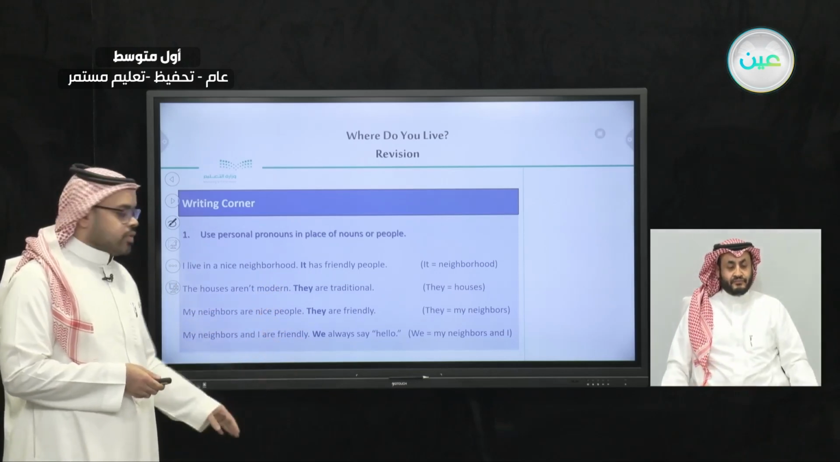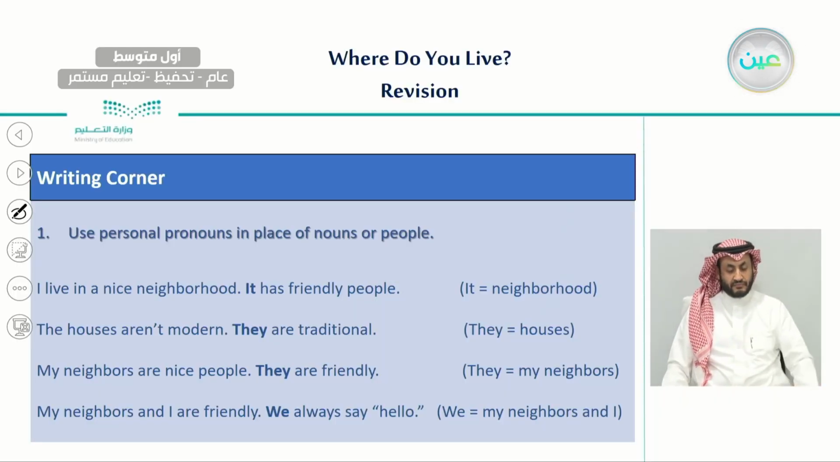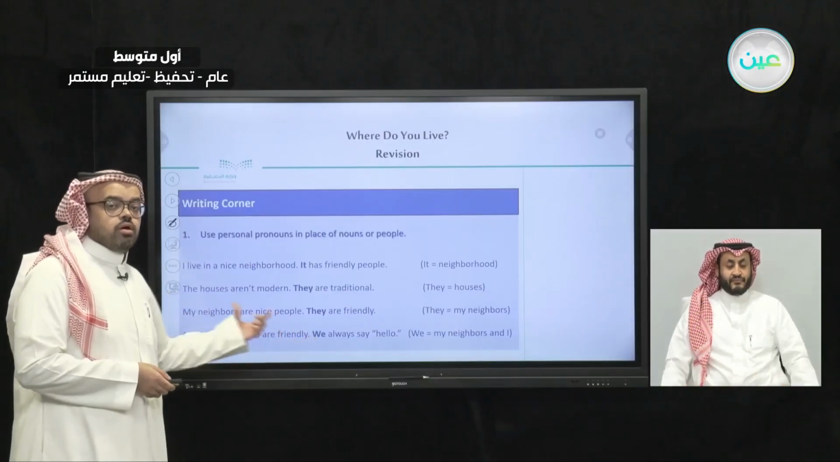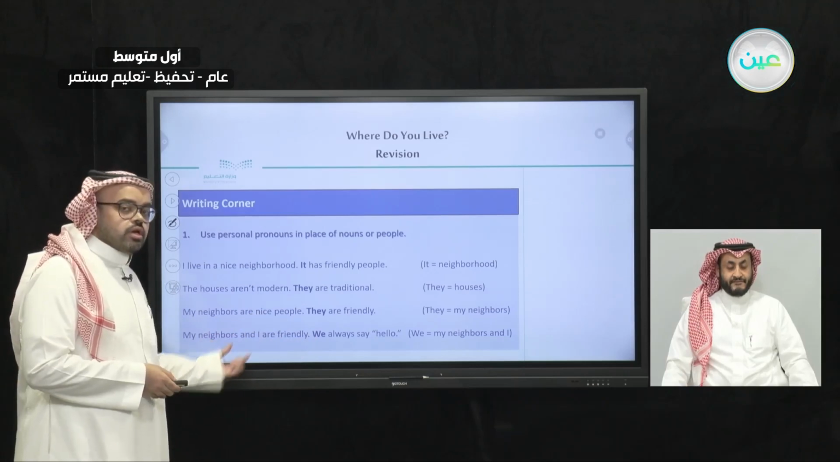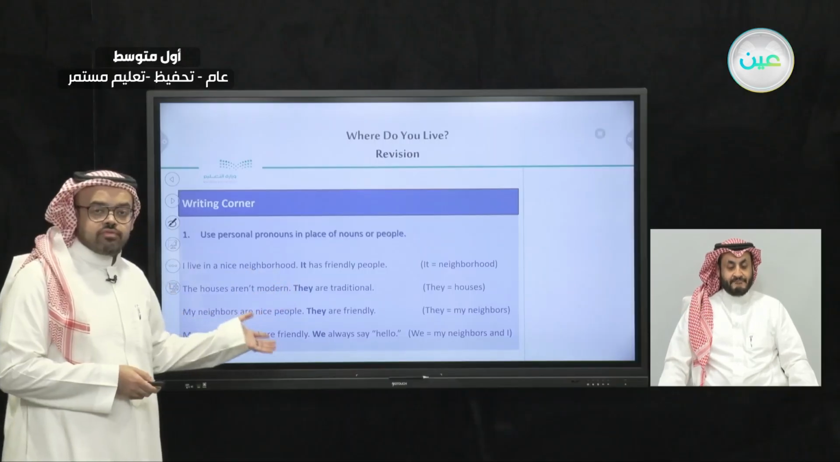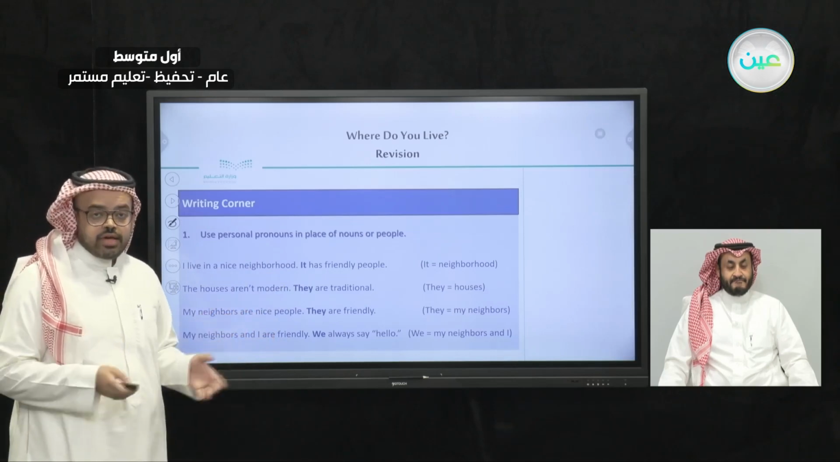My neighbors. And the last one, my neighbors and I are friendly. We always say hello. So here is a new personal pronoun, which is we, and instead of saying my neighbors and I are friendly, my neighbors and I always say hello, here we use we as a personal pronoun. So we have learned this at the last lesson.